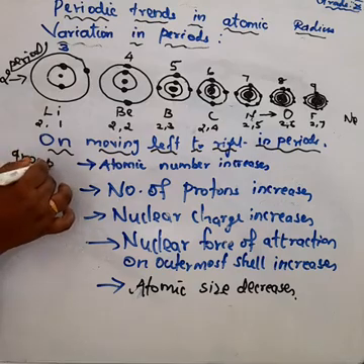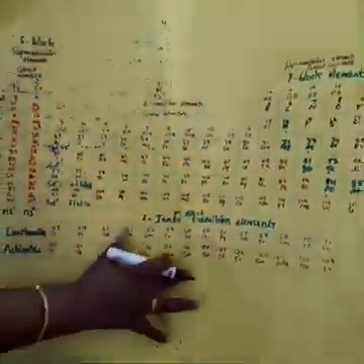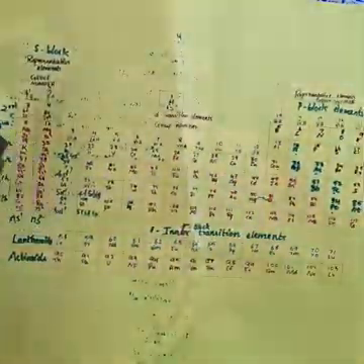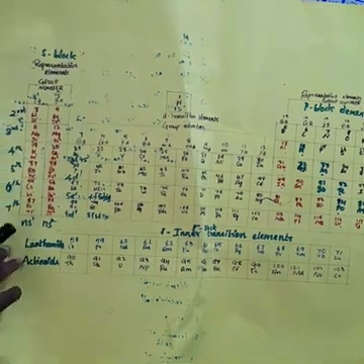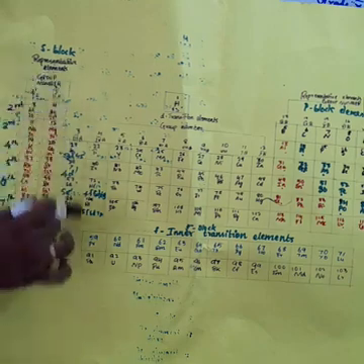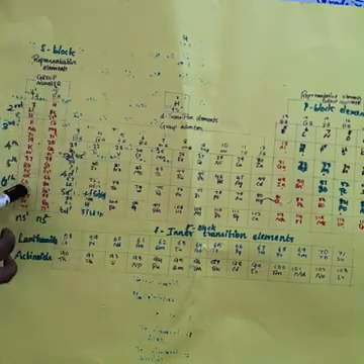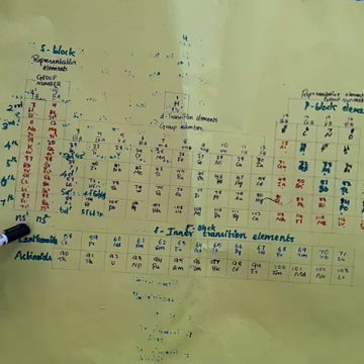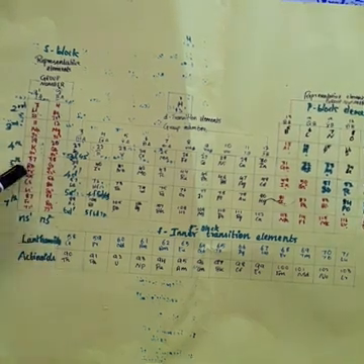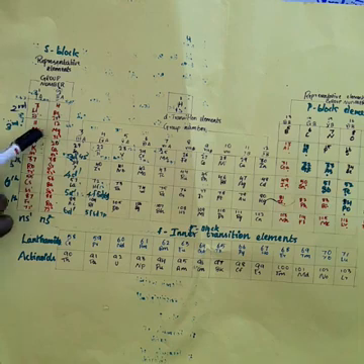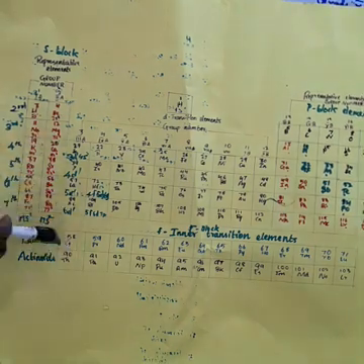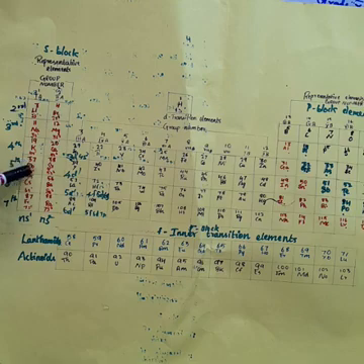As we move from top to bottom, the atomic number increases, the number of protons increases, the nuclear charge increases, and the nuclear force of attraction also increases. But the number of shells also increases. So the electrons in the outermost shell are loosely bound. The screening effect is there, and because of the screening effect, the nuclear force of attraction becomes low.